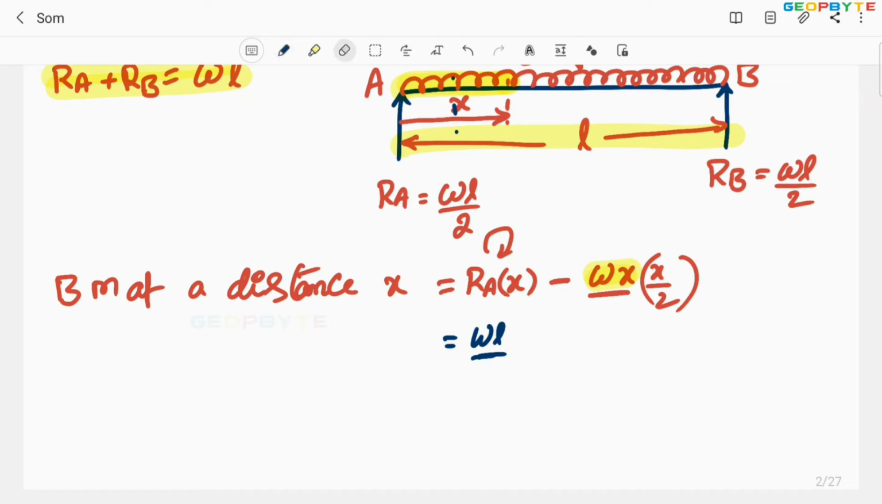RA, one minute. WL by 2 into x minus W x square by 2. So this is the answer. WLx by 2 minus Wx square by 2.